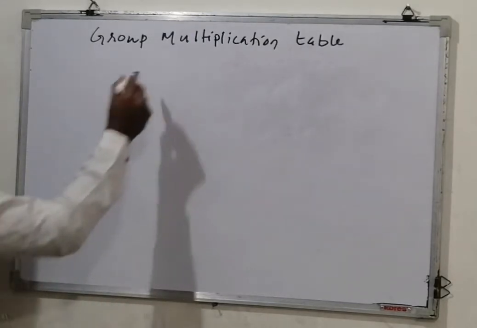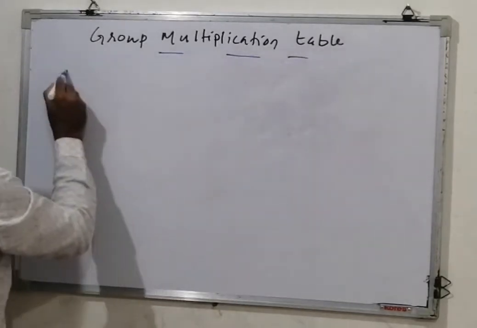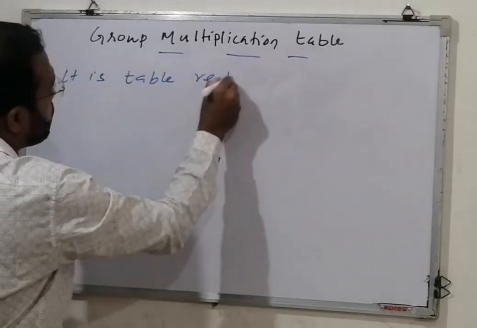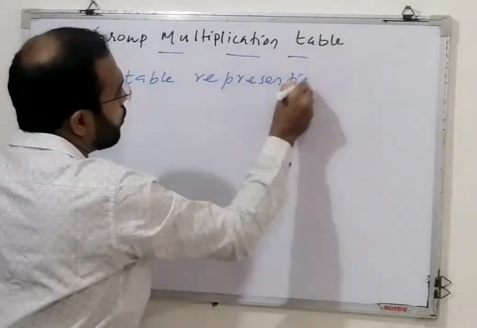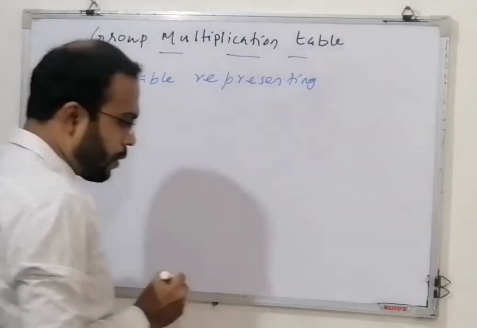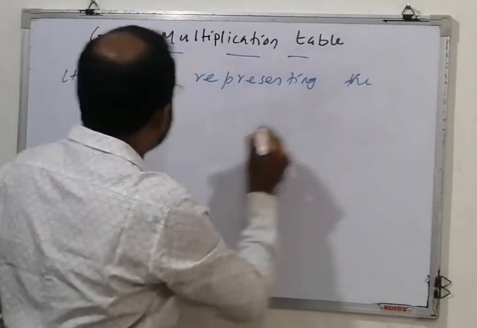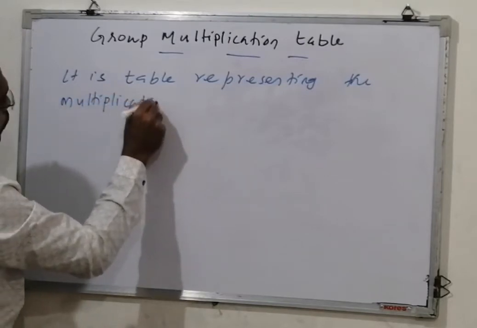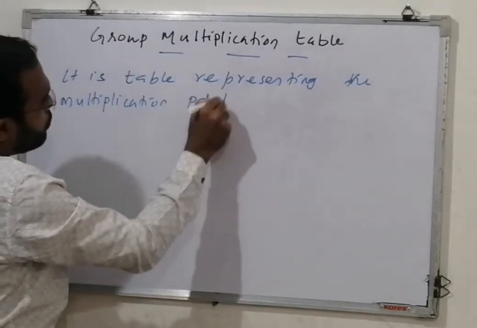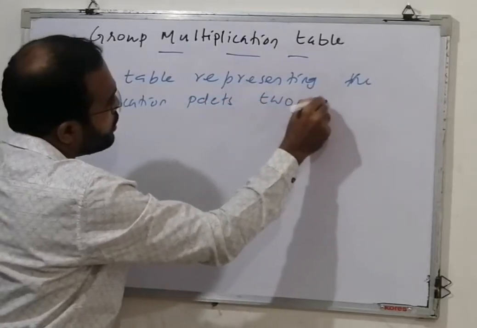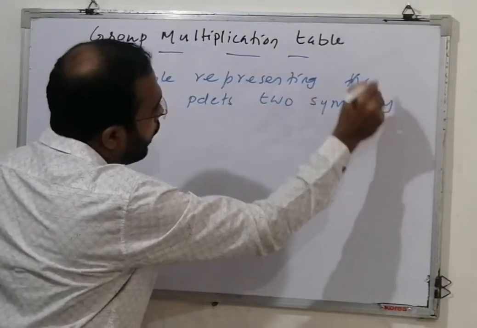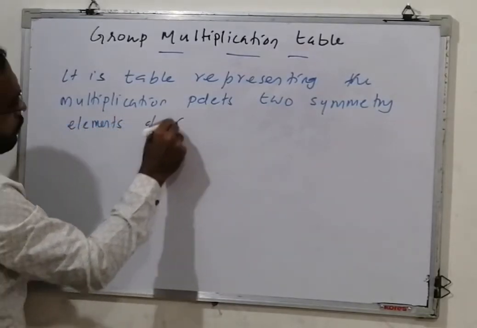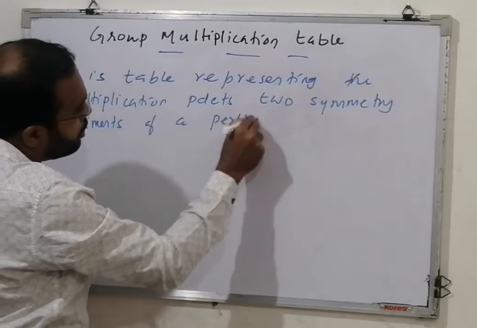It's a table, okay, it is the table representing the multiplication product of two symmetry elements of a particular point group.